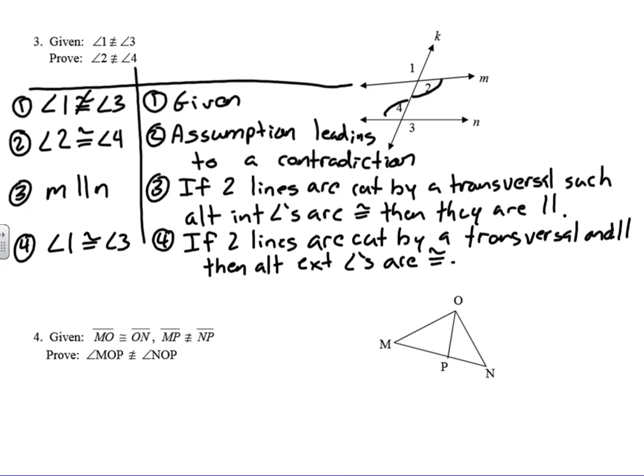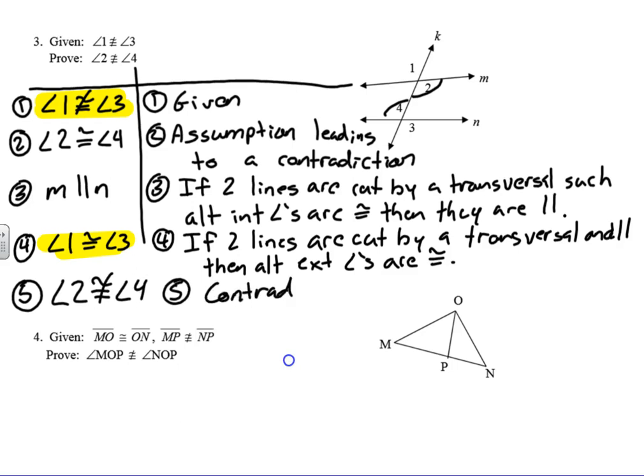Okay, well, hang on. We got ourselves a problem here because in step 4 we're saying 1 and 3 are congruent, and in step 1 we said that they're not congruent. And so we have a contradiction, meaning they both can't be true. And it's built off of saying that 2 was congruent to 4, that assumption. So our assumption is wrong, and therefore angle 2 is not congruent to angle 4, and it's a contradiction in statements 1 and 4.